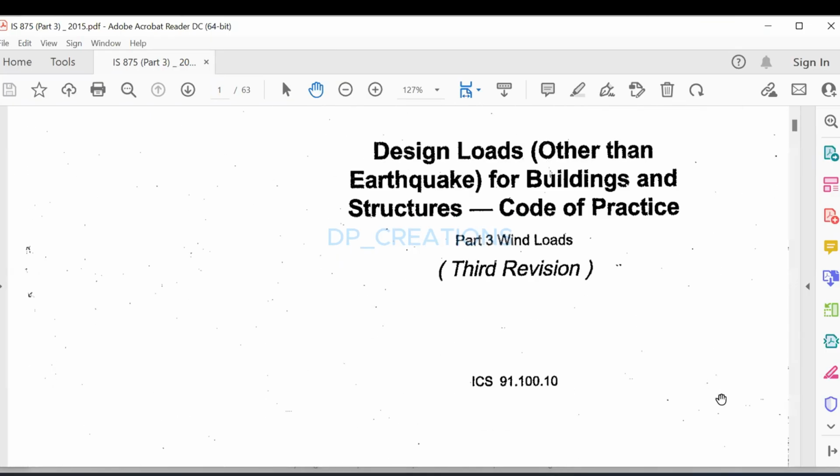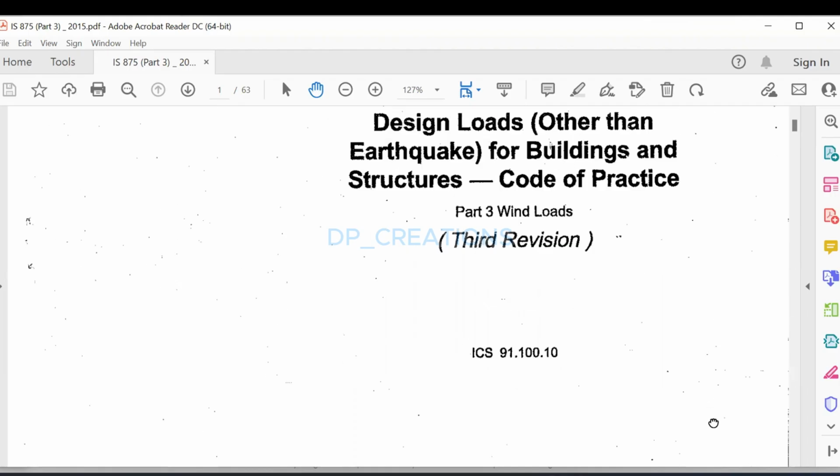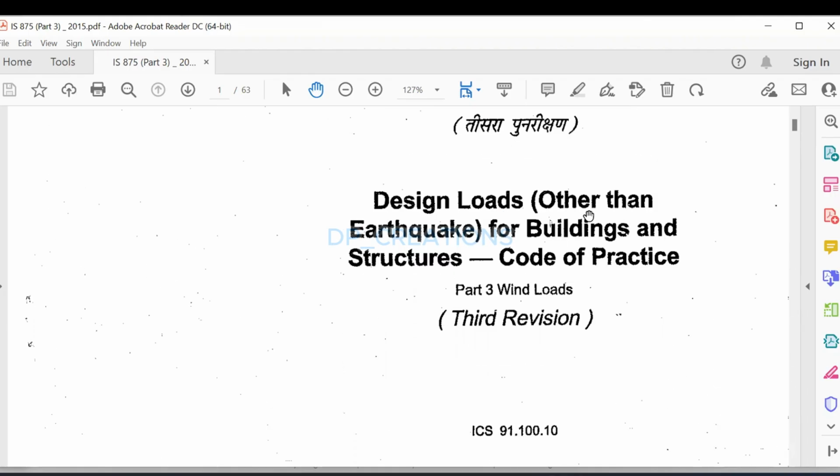Now I'm going through the code first, and then I'll do the practical numericals for this. The code name is Design Loads Other Than Earthquake for Buildings and Structures, Code of Practice. So what is the code for earthquake? That is IS 1893 part 1.